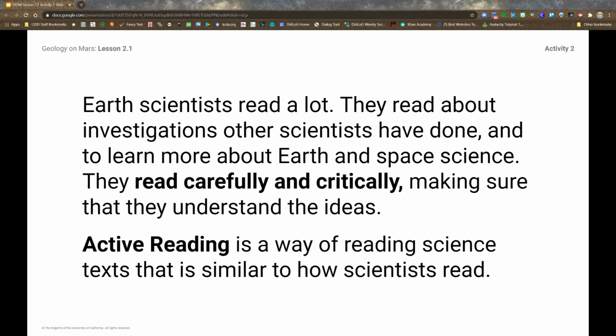As you might have noticed, science texts can be difficult to read. They contain words and concepts that may be new or complicated. That is why it's especially important to read deeply and carefully.